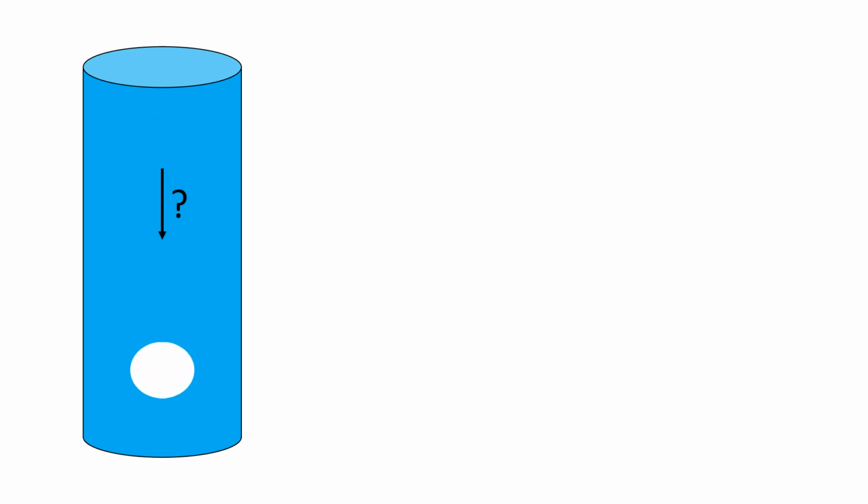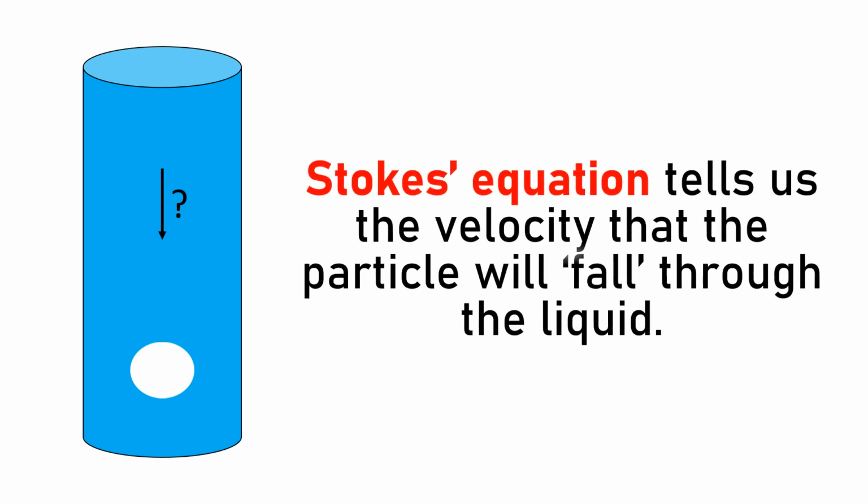Now, this question may seem a bit abstract when you first learn about it, but actually in chemical engineering, this is a very important question because it helps us to design things like mixers, and it also helps us to design things like sedimentation tanks. Now, to answer this question, we're fortunate enough that we have Stokes' equation. So Stokes' equation tells us the velocity, that is how fast that particle is going to fall through the liquid.